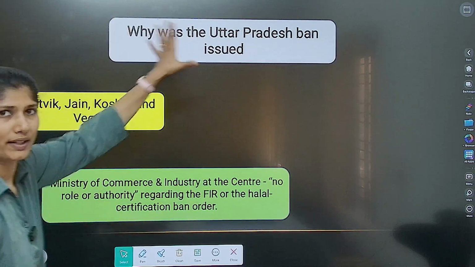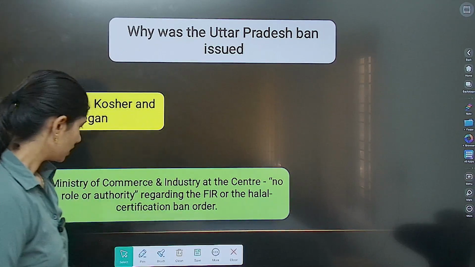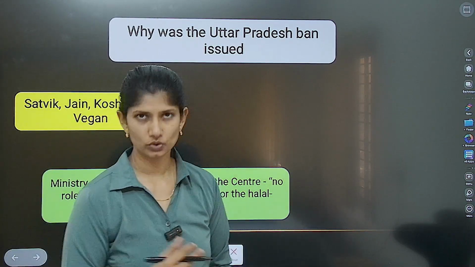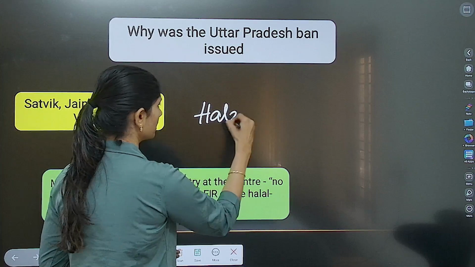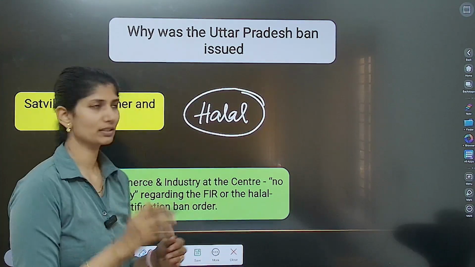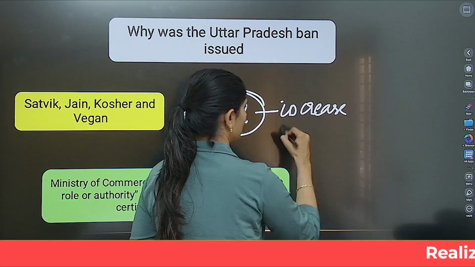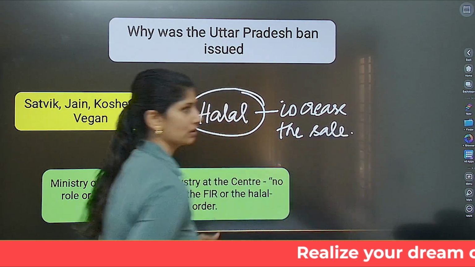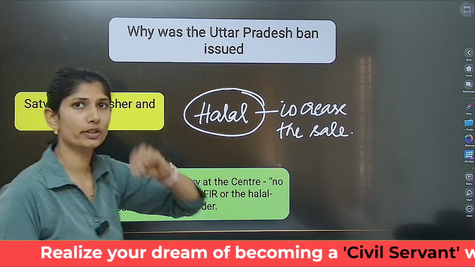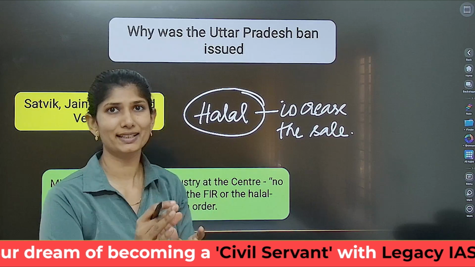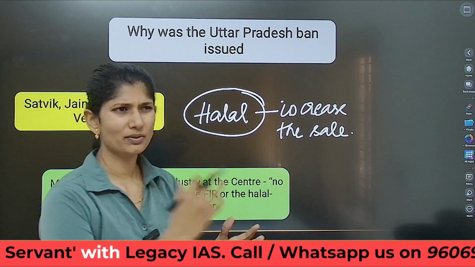Now, why was the Uttar Pradesh ban issued in the first place? The issue starts where a youth informed that many people are misusing it, and they are just putting the halal certification on everything to increase their sales. Understanding? So they said that we have to strictly look into what the issue is and make sure it does not create unequal practices.